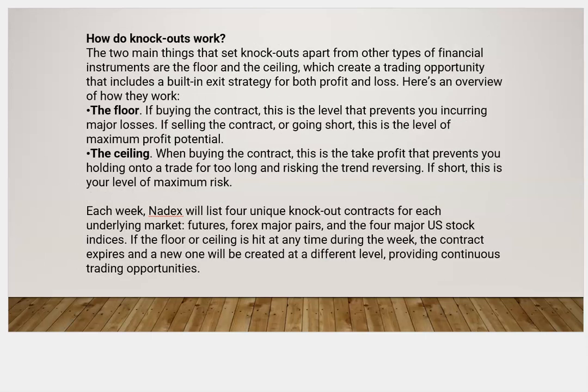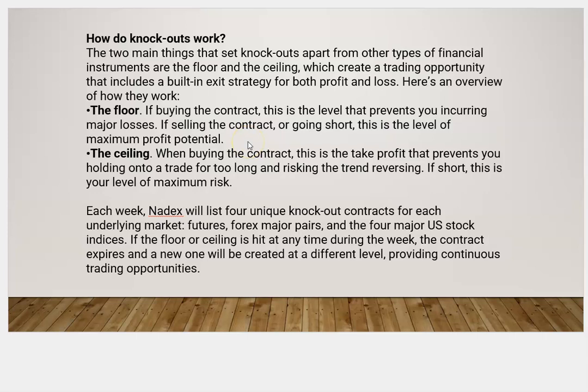Okay, so how do knockouts work? Well, the two main things that set knockouts apart from other types of financial instruments are the floor and the ceiling, which create a trading opportunity that includes a built-in exit strategy for both profit and losses. Here's an overview of how they work. So you have two of them. You have a floor and a ceiling. So the floor, if you're buying the contract, this is the level that prevents you from incurring major losses. So the floor is going to be below wherever you buy it at, right? If selling the contract or going short, then this level is going to be your maximum profit potential, right?